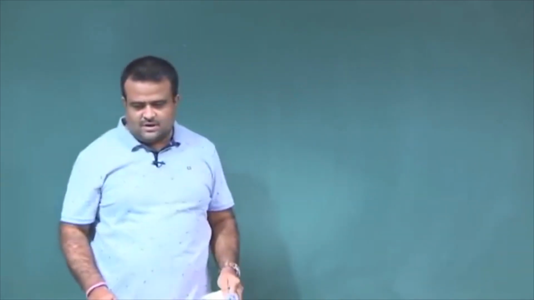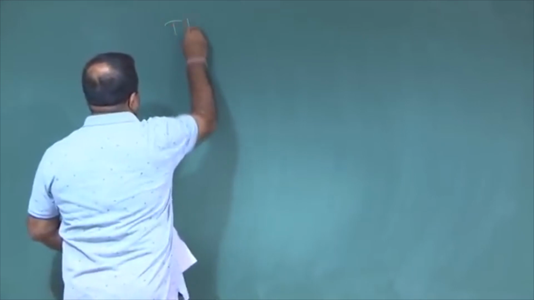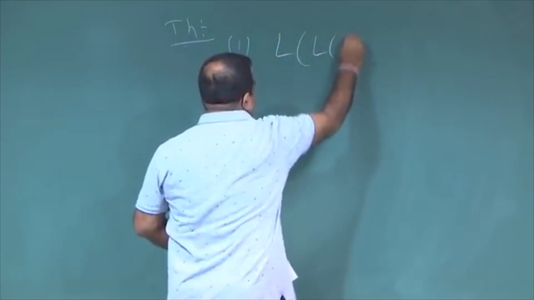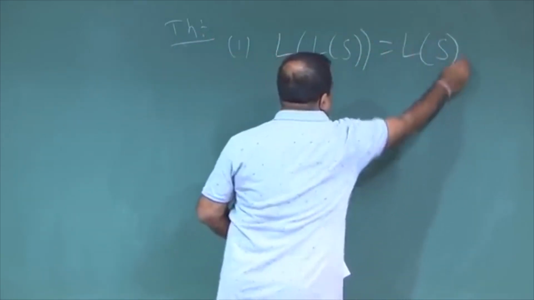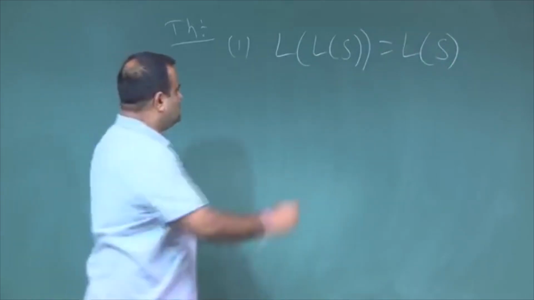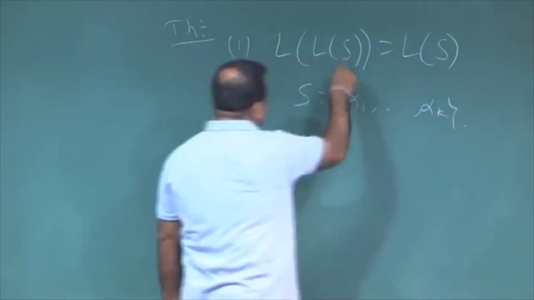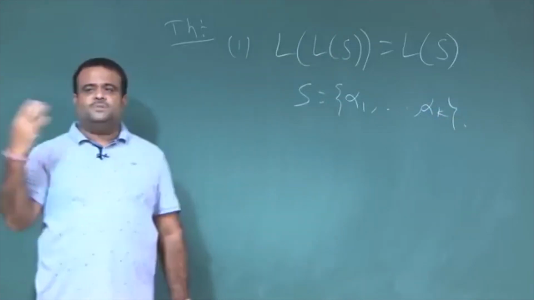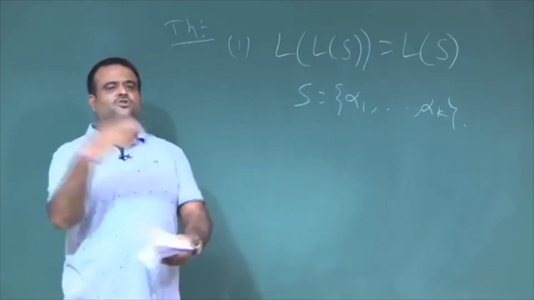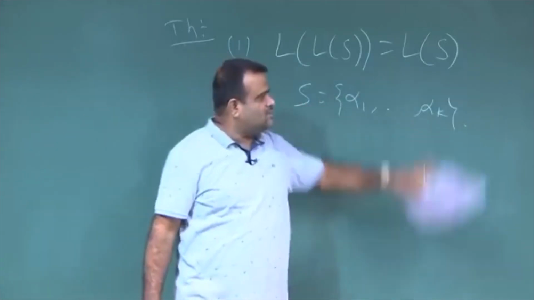Now, we can have some results on this linear span of a set. This is very easy to verify. The first result is the linear span of a linear span. This is quite obvious, because if S is alpha 1, alpha 2, up to alpha k, the linear span itself is all possible linear combinations of this set. Again, if we take that set and take its linear span, eventually it will give us the linear span of these alphas, which is equal to this.